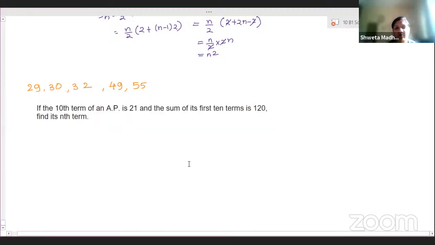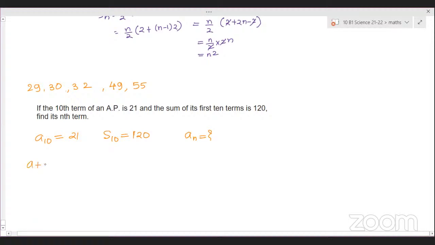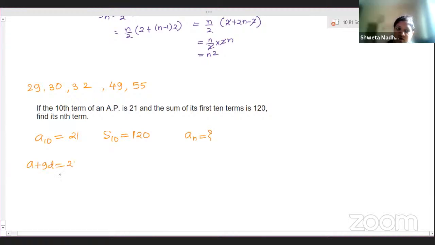Sum of 10 terms of an AP is 21 and sum of first 10 terms is 120. Find its nth term. Okay. A10 is equal to 21 and S10 is 120. Find nth term. A10 is given, S10 is given. A10 is what? A plus 9d. A plus 9d is equal to 21.